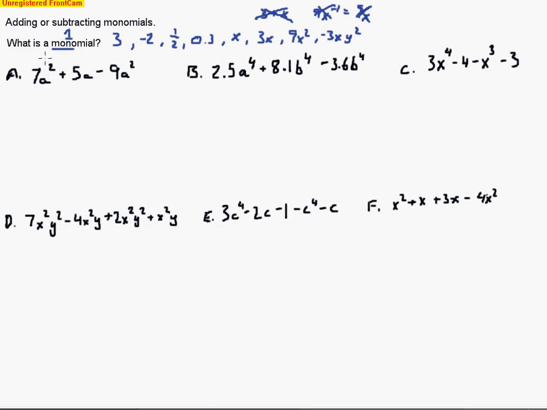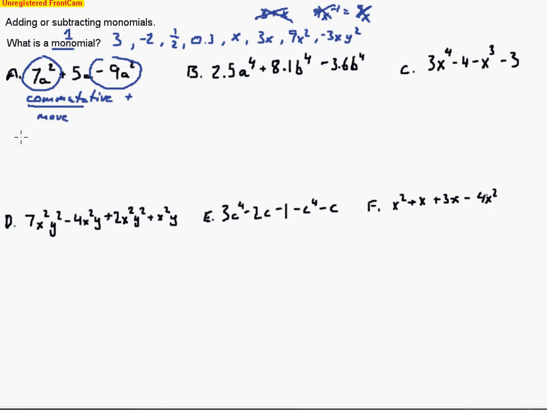So we look at this one here. We've got 7a squared, and I'm going to combine it with the negative 9a squared. So I'm using that commutative property. And when you look at the word commutative, we see a word in there. It's the commutative property of addition. You see this word commute in there, and commute means to move, and that's what we are doing here. We're using that moving property.